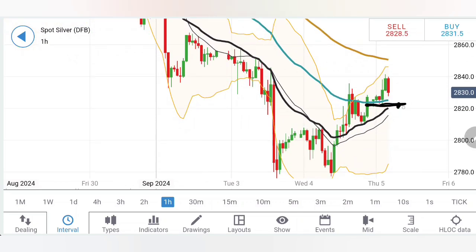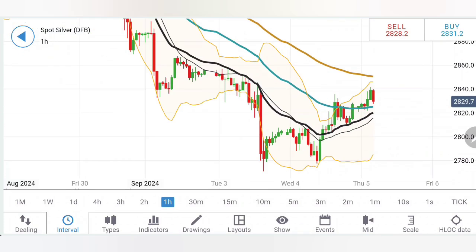28.20 is a very good support, but here you have to be cautious. 28.10, 28. These are the two supports it needs to break. Only below $28 levels you can see little bearishness, and if it breaks below 27.80, you can say that the bears are back in action, and you can look forward to a greater correction.